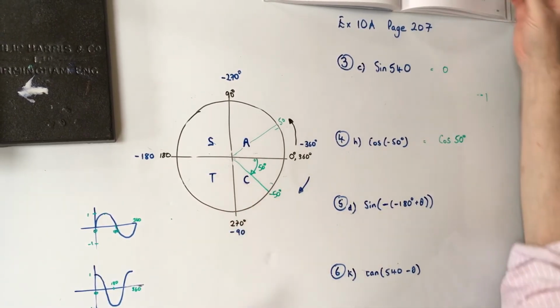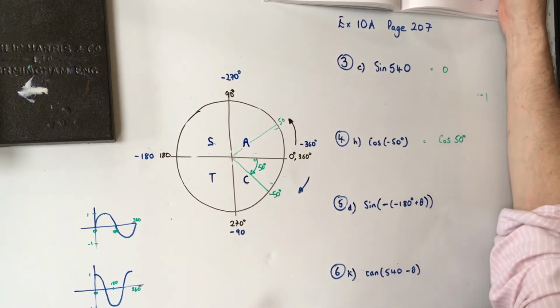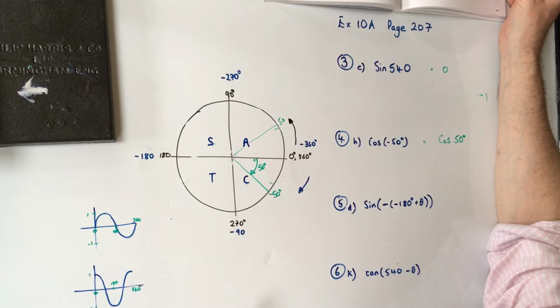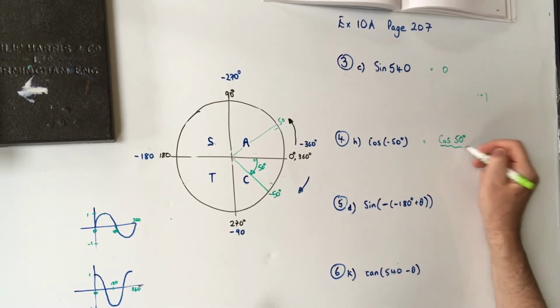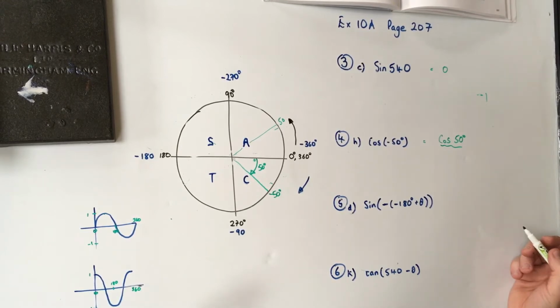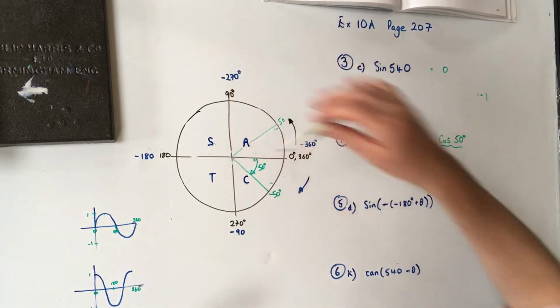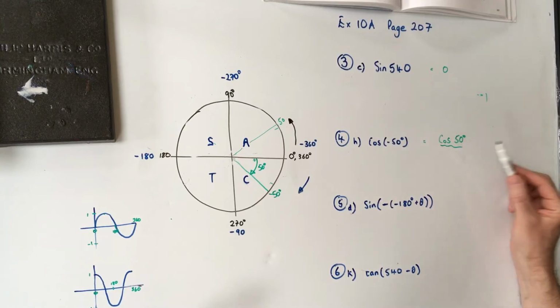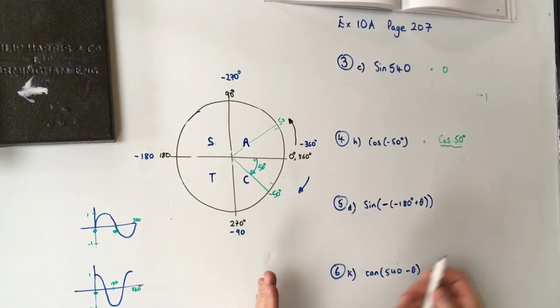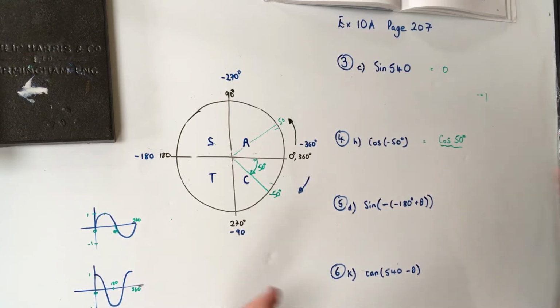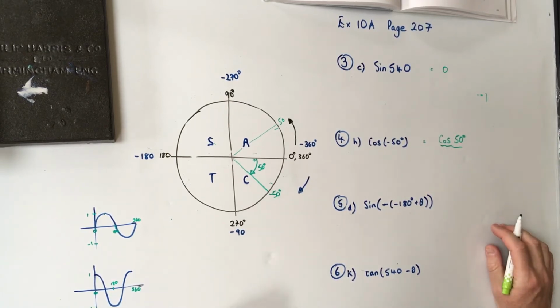And that question 4, it does say express the following in terms of trigonometric ratios of acute angles. So that one is cos 50, okay? That's an acute angle, between 0 and 90 degrees. So the cos of minus 50 is the cos of 50. And if you put that into your calculator, cos of, brackets minus 50, press equals, and put in the cos of 50, press equals, you'll get the same number.